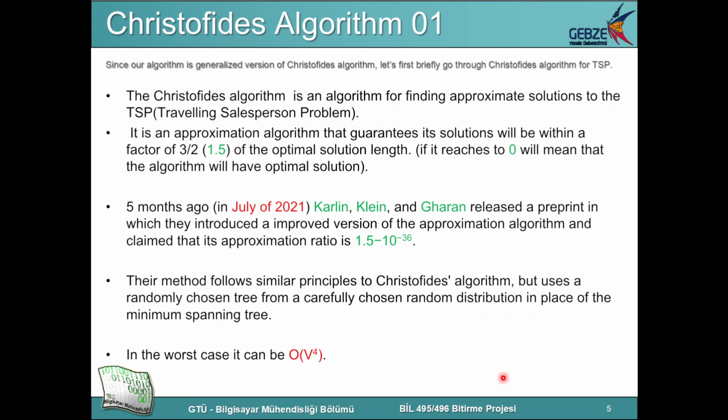Since our algorithm is a generalized version of the Christofides algorithm, let's first briefly go through the Christofides algorithm for TSP. Then we can explain the generalized Christofides for GRP. The Christofides algorithm is an algorithm for finding an approximate solution to the traveling salesperson problem. In the worst case, it can be big O of V to the 4, where V is the number of vertices in the given graph.